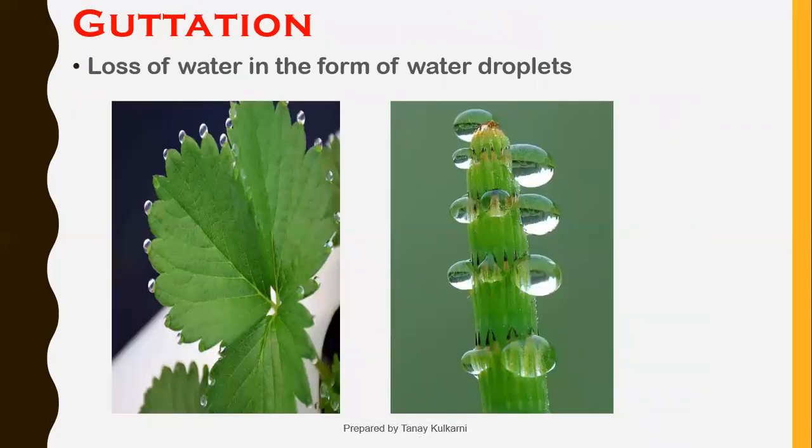Next is guttation. It is defined as the loss of water in the form of water droplets. Mostly it is found in plants like tomato, grass, banana, or some species of ferns. When the root pressure is high enough to force the water all the way through the stem, that water will come out through the ends of the leaf veins. This water will appear in the form of small tiny droplets, and they are always located on the margin. Please remember, it will not come out from anywhere. It will come out only from the margin.